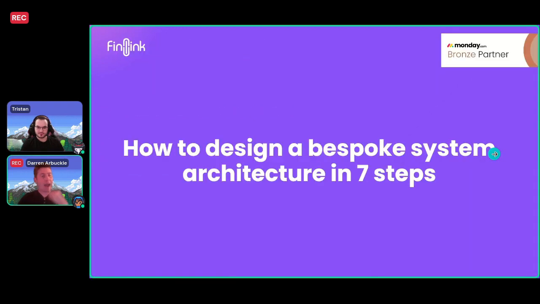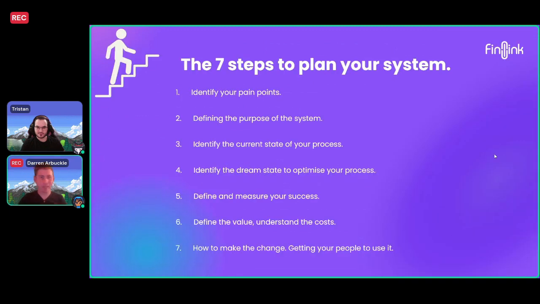Right. So now, how do you design a bespoke system architecture in 7 steps? Well, here they are. Step 1, identify your pain point. Step 2, define the purpose of the system. Step 3, identify the current state of your process. Where are you? Because with step 4, identify the dream state to optimize your process. You need to know where you are and where you want to go.